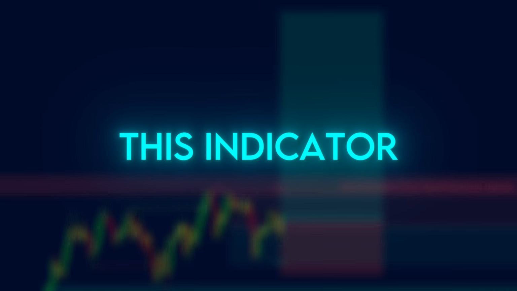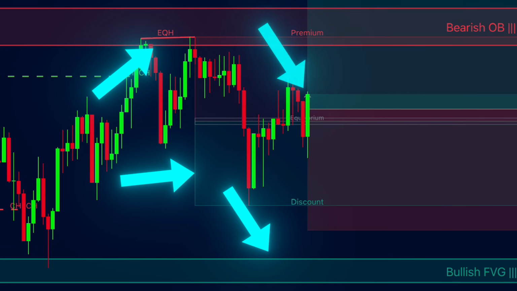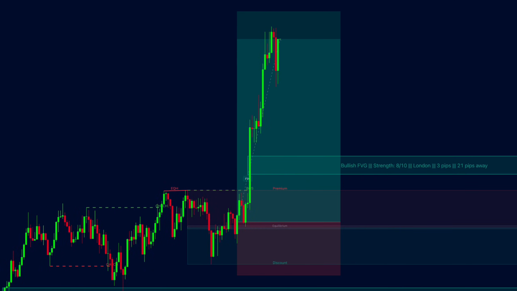Keep stops tight. This indicator doesn't give you signals. It gives you context. It shows you trend, structure, location, and confirmation all on the chart. Once you understand that, you stop guessing and start reacting.